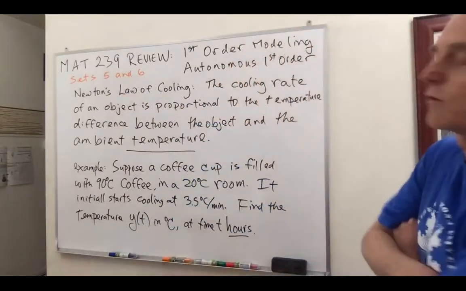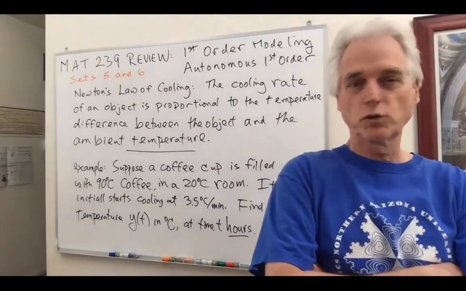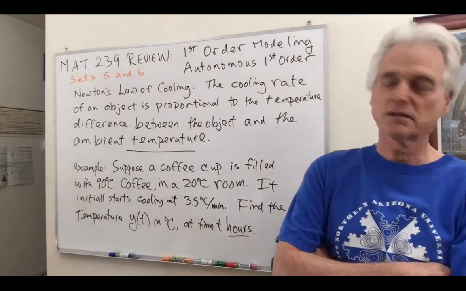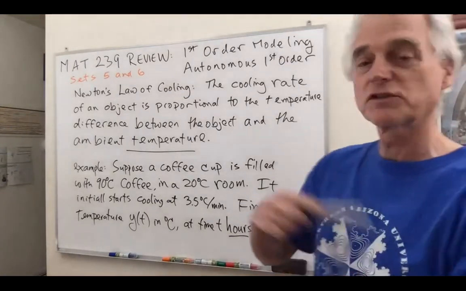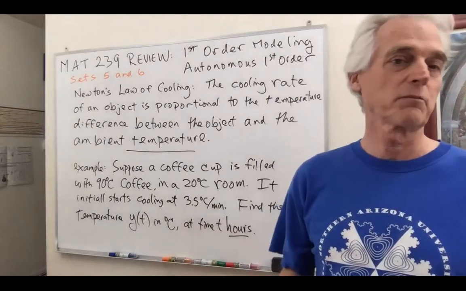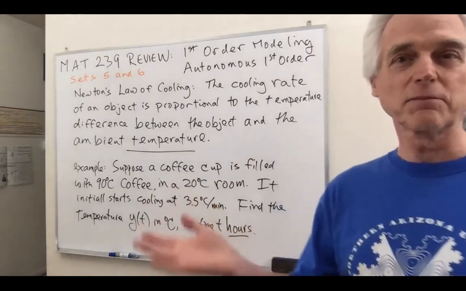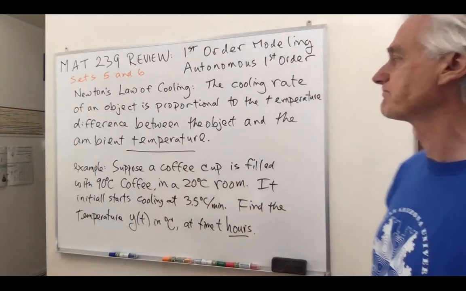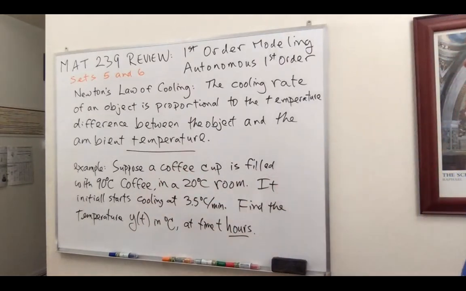All right, so what is Newton's law of cooling? Newton's law of cooling says that the cooling rate of an object is proportional to the temperature difference between the object and the ambient temperature. The ambient temperature is kind of a fancy word for just room temperature. Okay. All right, here's an example.